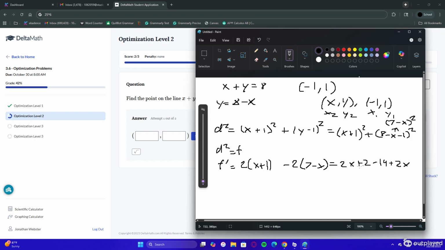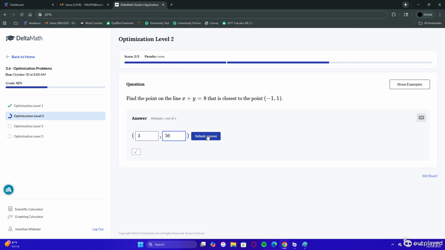So simplifying that out, you get 4x minus 12. And solving for the critical numbers, 4x equals 12, so x would equal 3. And with x equals 3, you just plug in: y equals 8 minus 3, meaning that y would equal 5. So the point (3, 5) would be the best point.